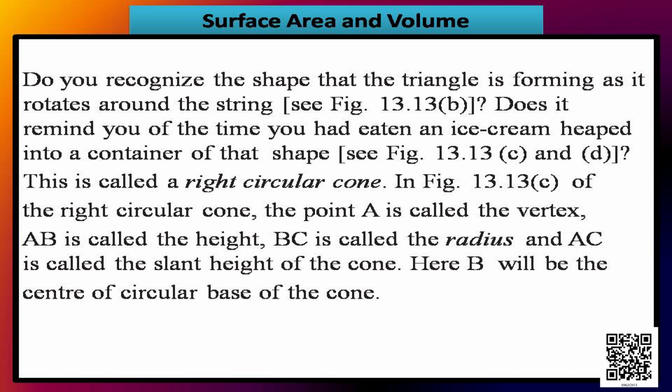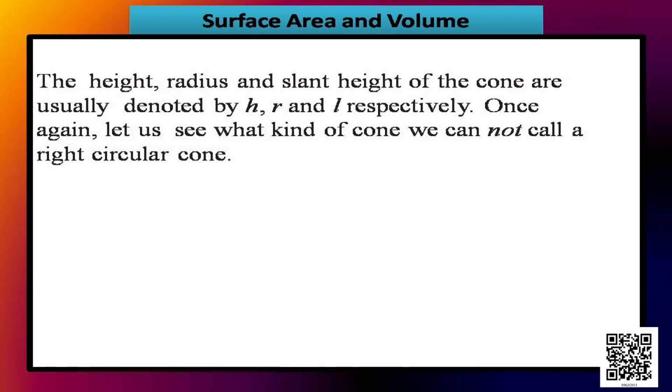In figure 13.13c of the right circular cone, the point A is called the vertex, AB is called the height, BC is called the radius and AC is called the slant height of the cone. Here B will be the center of the circular base of the cone. The height, radius and slant height of the cone are usually denoted by h, r and l respectively.